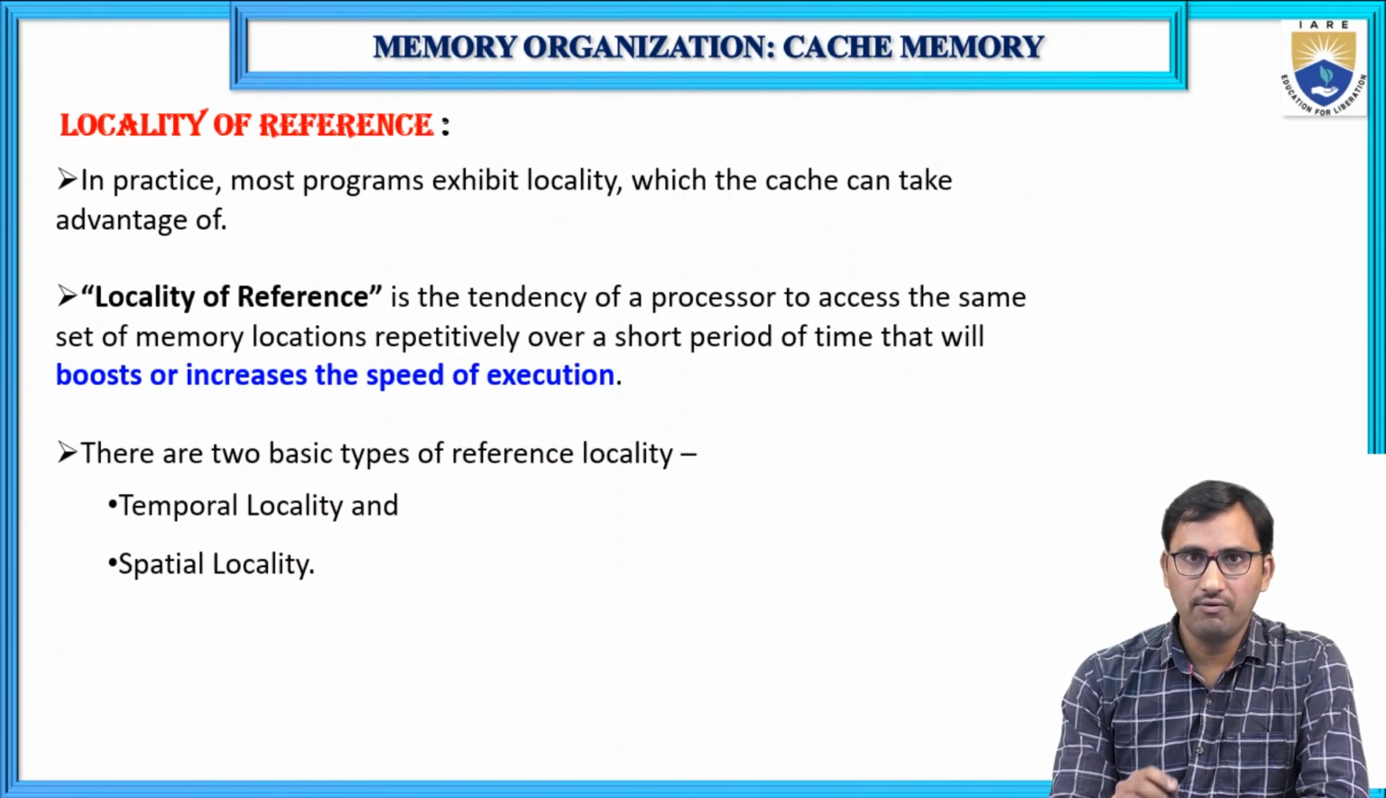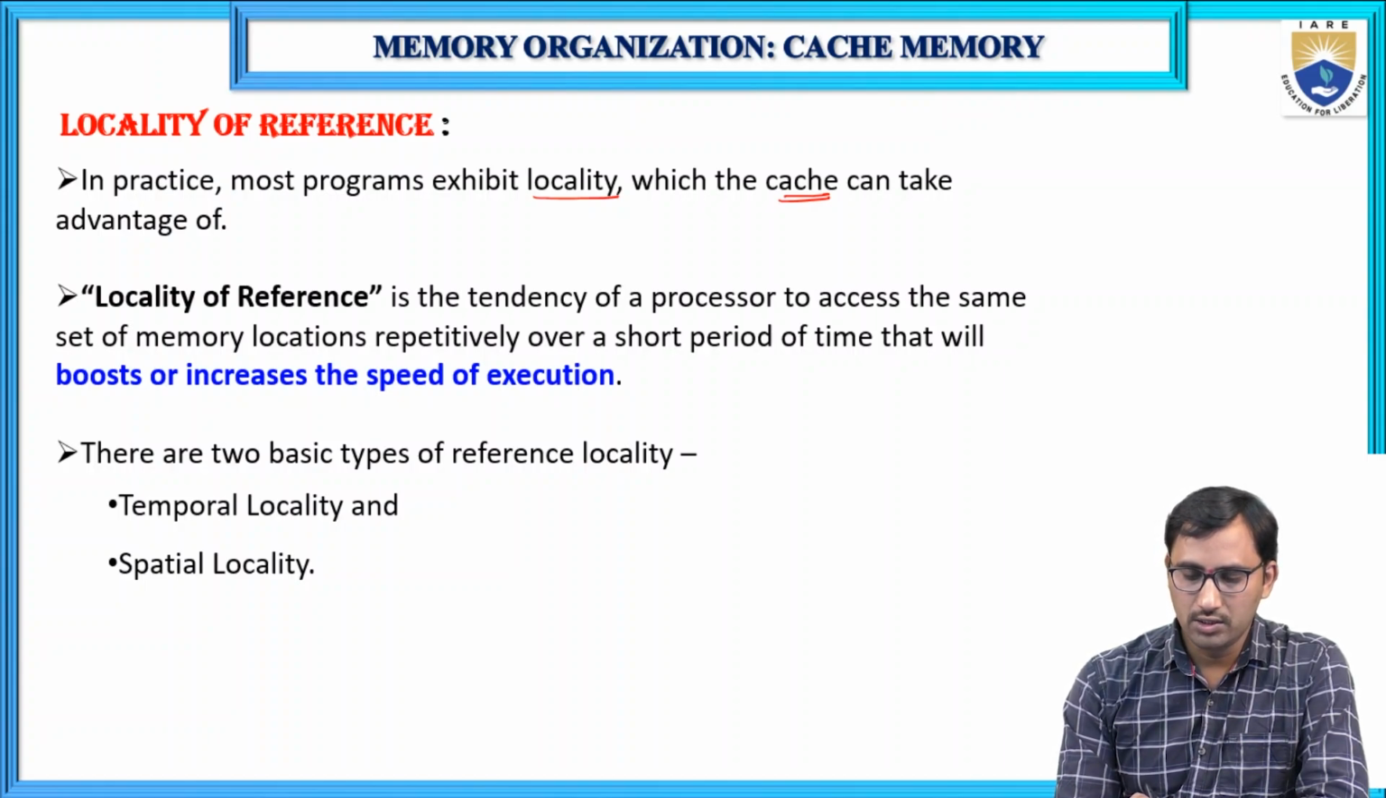Now coming to the locality of reference. Mainly this locality of reference is used in the memories. In practice, most programs exhibit locality, which the cache can take advantage of. Mainly we use this locality of reference in the cache memory. So what is locality of reference? Locality of reference is the tendency of the processor to access the same set of memory locations repetitively over a short period of time, which boosts the speed of execution.